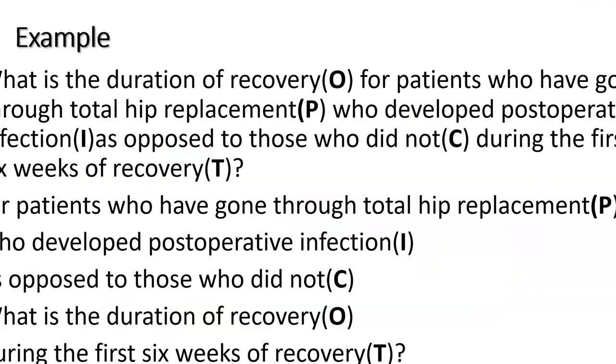So let's have an example. What is the duration of recovery of patients who have gone through total hip replacement and developed post-operative infection, as opposed to those who did not, during the first 6 weeks of recovery? So here P is the patients who have gone through total hip replacement, I is those who developed post-operative infections, C is the comparison group who did not, O is the duration of recovery, and T is the first 6 weeks of recovery. So time is 6 weeks.